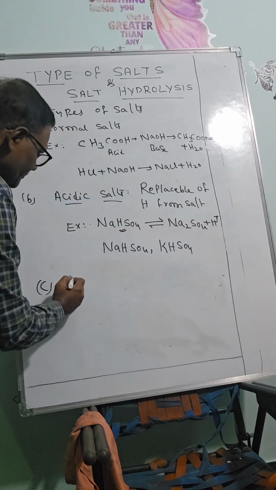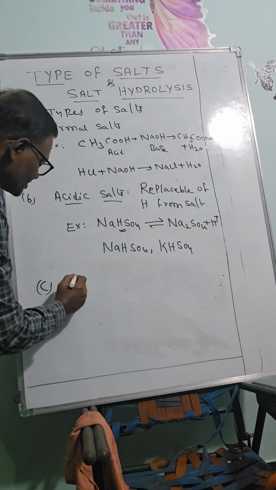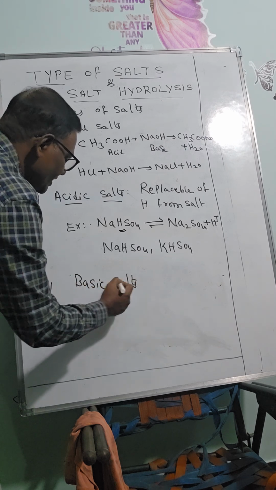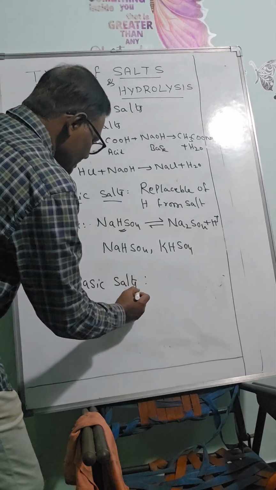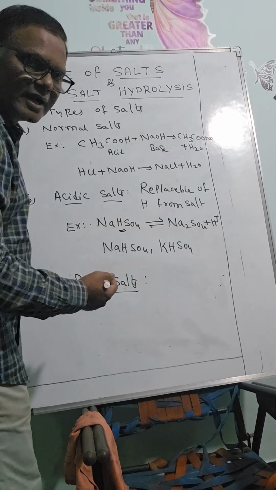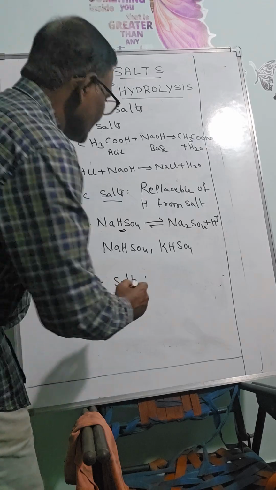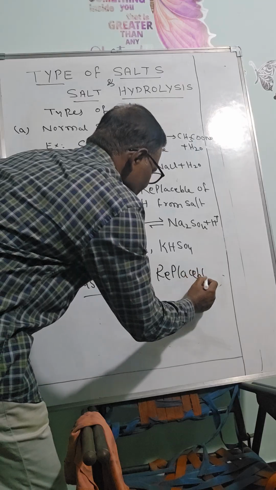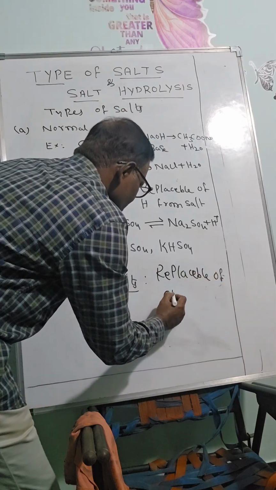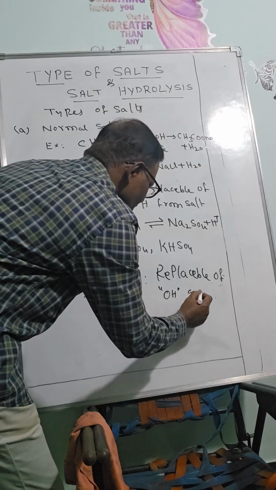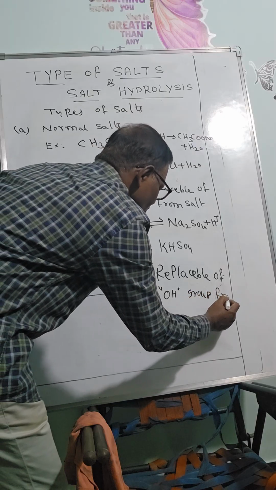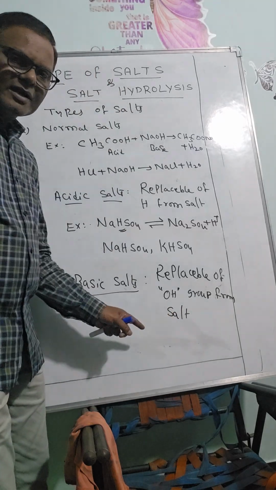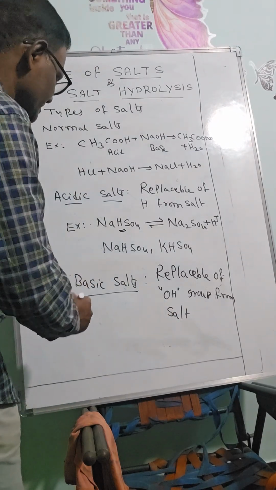Next type of salt, children, basic salts. It is a salt, but of basic nature. This type of salt has a replaceable hydroxyl group. Replaceable hydroxyl group from the salt. What, children? Salts with a replaceable hydroxyl group are basic salts.